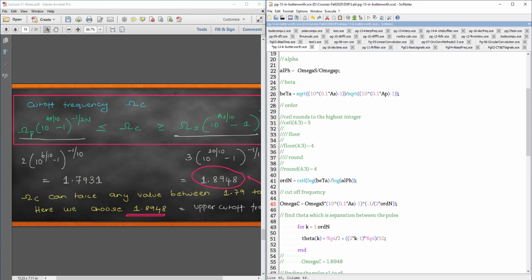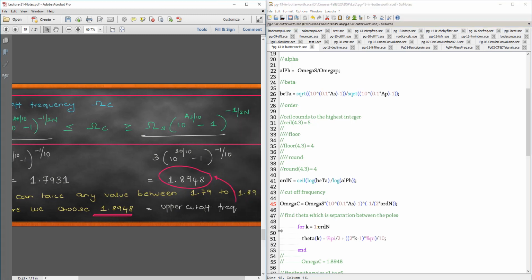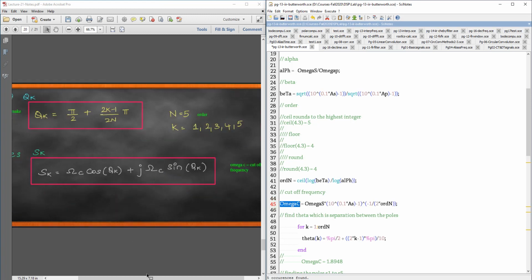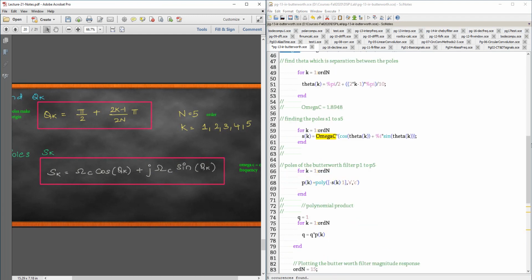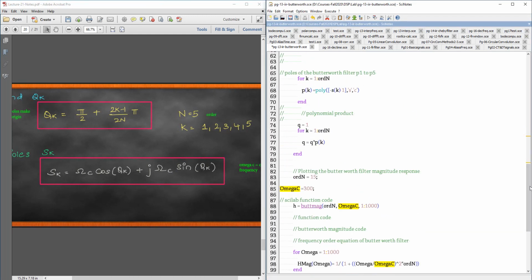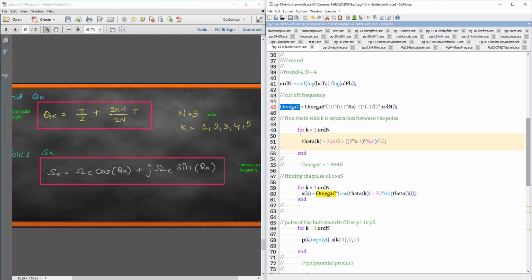The cutoff frequency. So the cutoff frequency is computed by omega S into, see this, because it's inclusive of these two, I have taken this one. So omega S into 10 to the power of 0.1 AS, that is AS by 10, minus 1, raised to minus 1 by 2 into n. So this equation, what is on the right hand side, is going to give me the cutoff frequency.